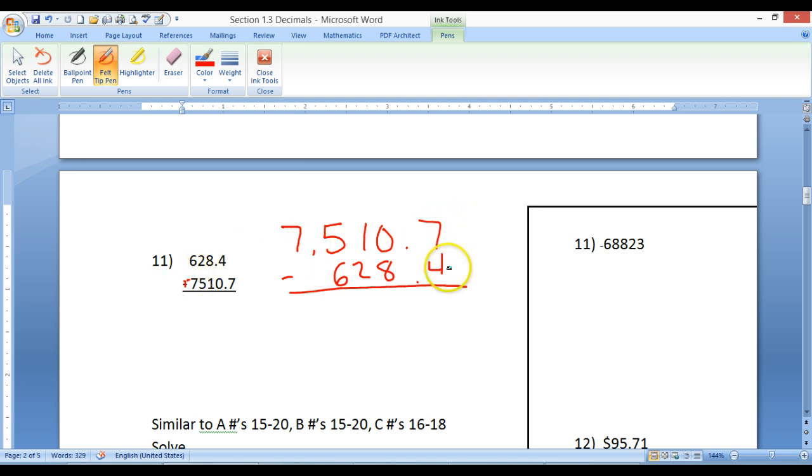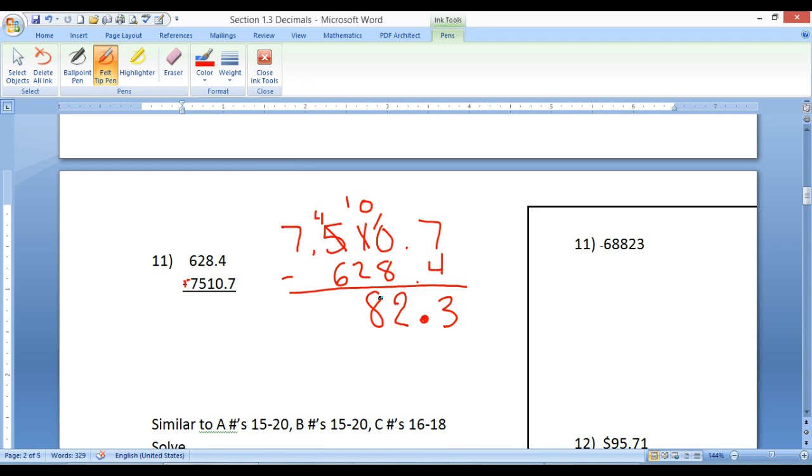Okay, so now I have 7 minus 4, which is 3. I can't do 0 minus 8, so I need to borrow, which makes this a 0. And it makes that a 10. 10 minus 8 is 2. Don't forget to line everything up, so I have my decimal right there to line up with the other decimals. Again, I can't do 0 minus 2, so I'm going to have to borrow here, which makes that 5 a 4, and that 0 a 10. 10 minus 2 is 8.